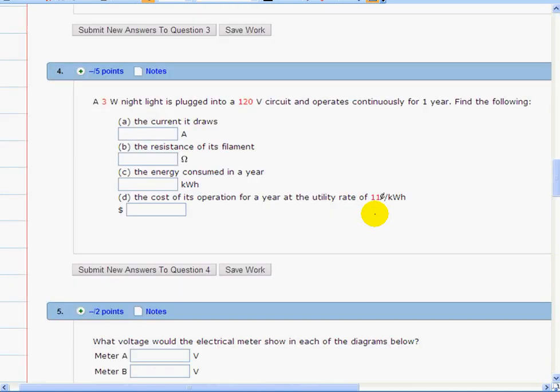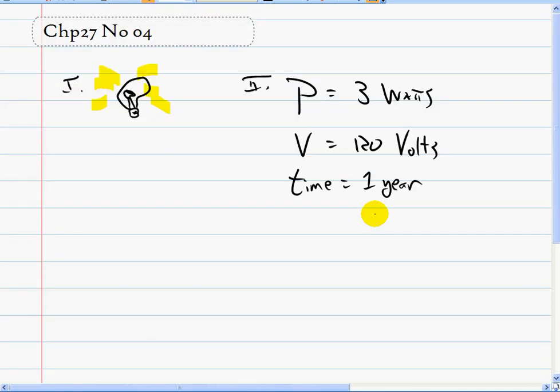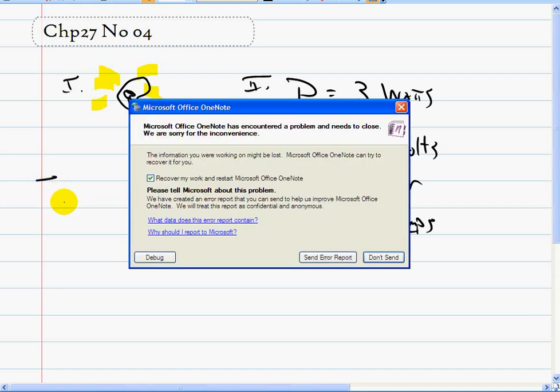Next, the knowns and unknowns. Part A, we want to find the current it draws. Current is a measure of amps. So now, we're going to do just the first part. We're going to do step 3.